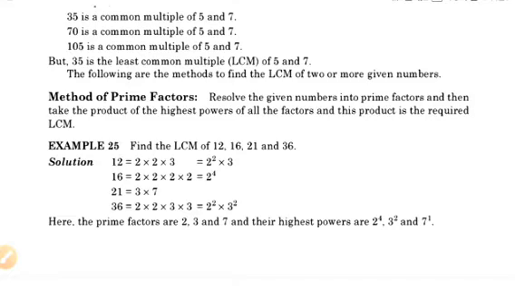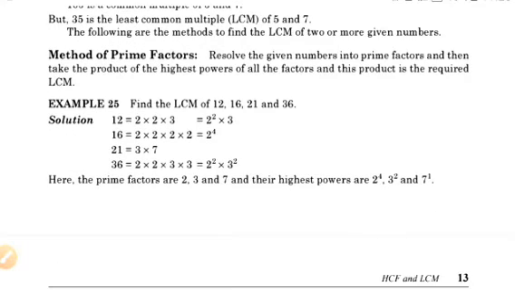So the prime factors of 12 are 2, 2 and 3. So 2 power 2 and 3 power 1. Similarly for 16 we have 2 power 4, and for 21 the prime factors are 3 power 1 and 7 power 1. And for 36 we have 2 power 2 and 3 power 2.